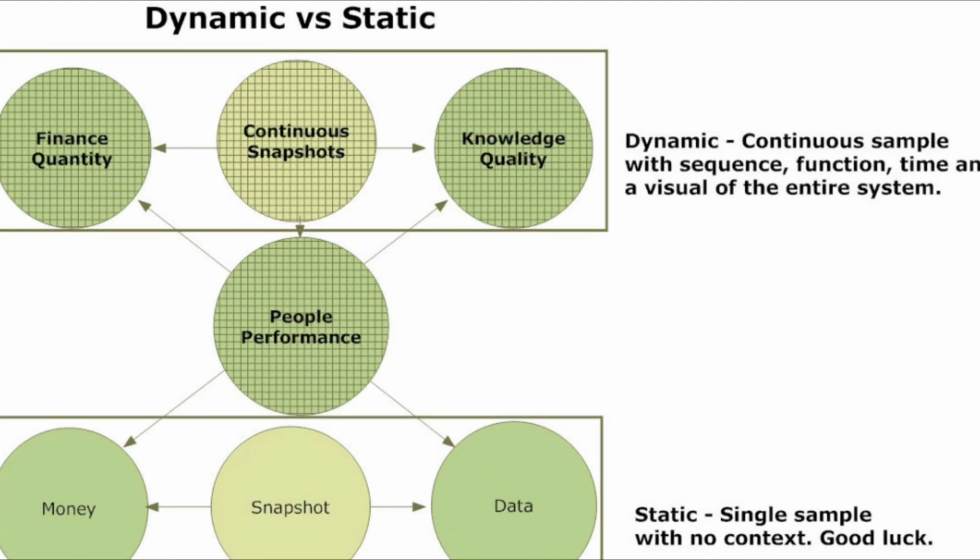So the idea here is that there's a dynamic model, which is sampling the system continuously and creating an animation. And then there's a static model where you just look at numbers in a business and try to understand what's happening, which is challenging.